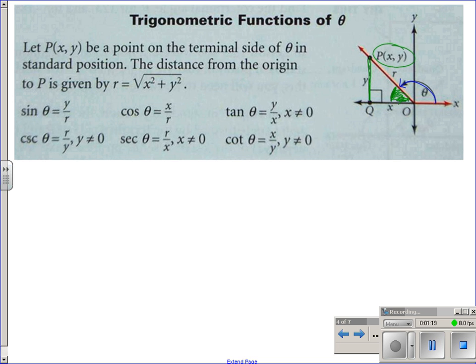Now, if we look at this green angle, I'll call it phi or psi, I forget which Greek letter that is. The sine ratio for this right triangle is always opposite over hypotenuse. So that's y over r. Cosine of that angle would equal x over r. Tangent of that angle would equal y over x. And then your other trig functions, cosecant, secant, and cotangent, same idea. So this is the main thing.